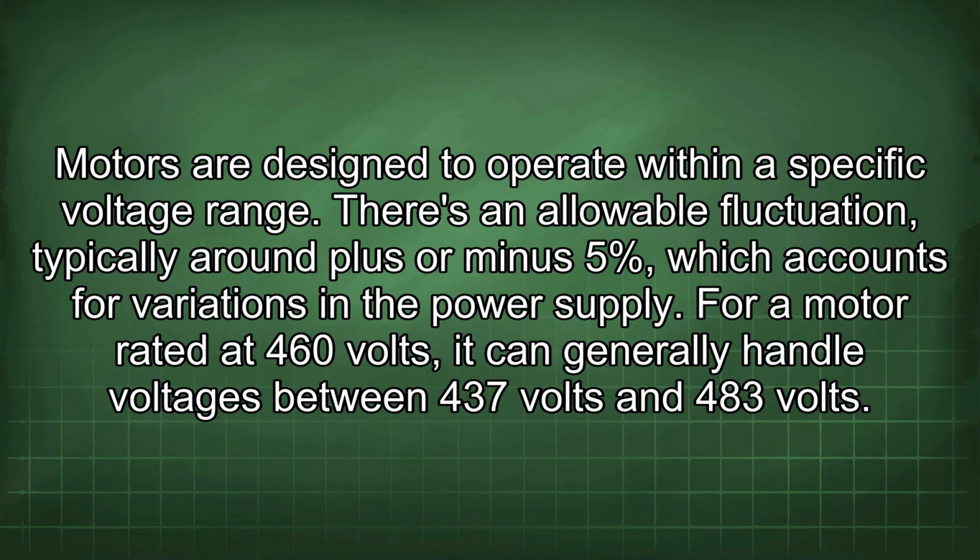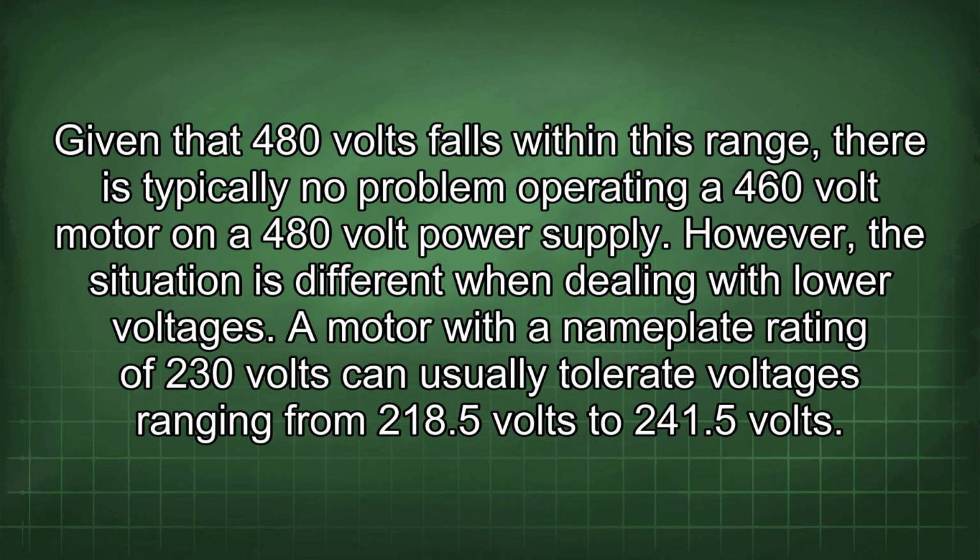Motors are designed to operate within a specific voltage range. There is an allowable fluctuation, typically around plus or minus 5%, which accounts for variations in the power supply. For a motor rated at 460 volts, it can generally handle voltages between 437 volts and 483 volts. Given that 480 volts falls within this range, there is typically no problem operating a 460 volt motor on a 480 volt power supply.